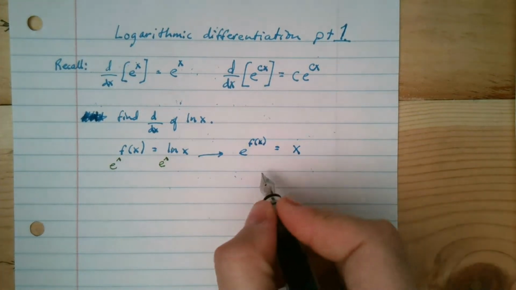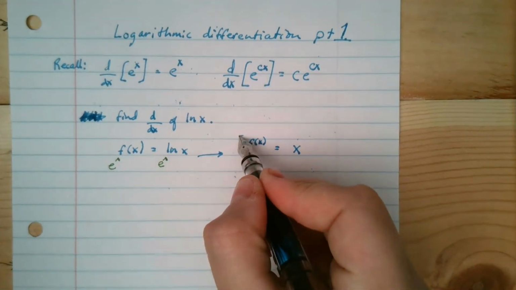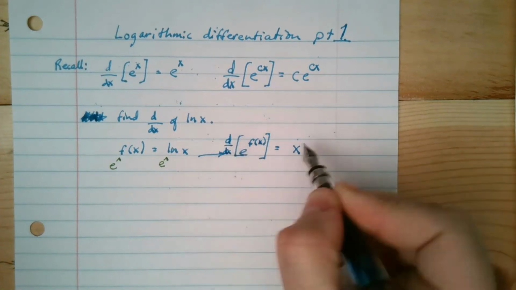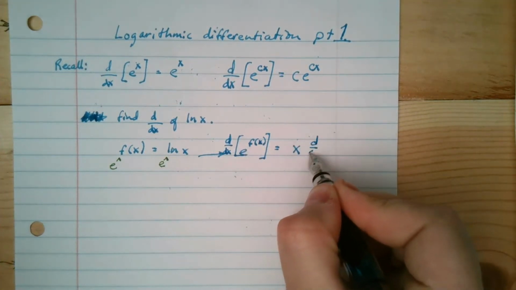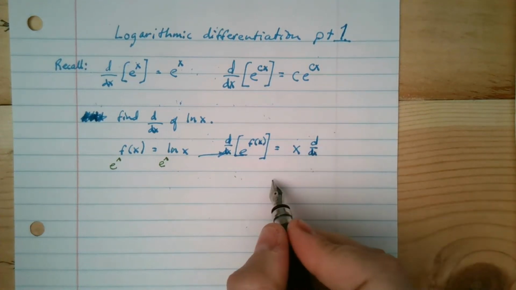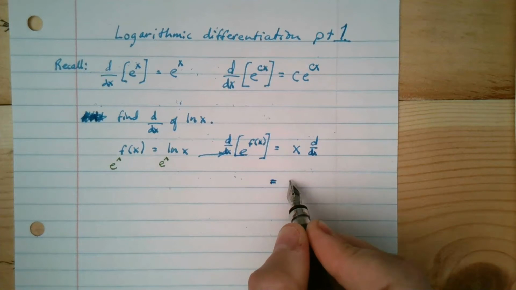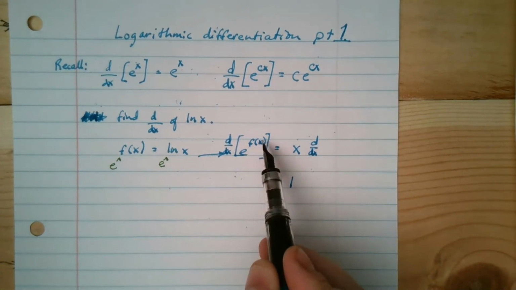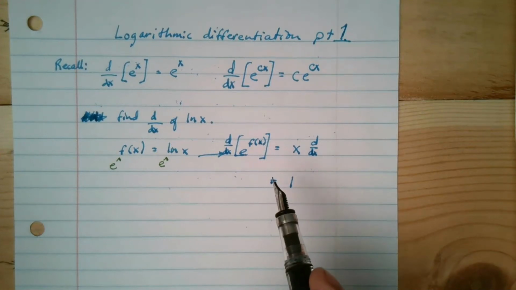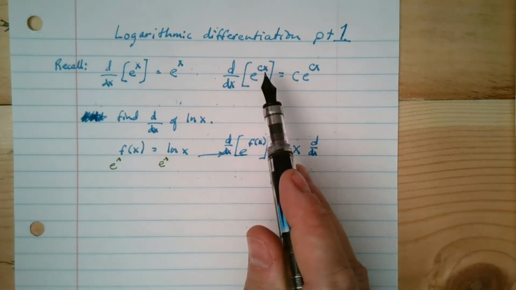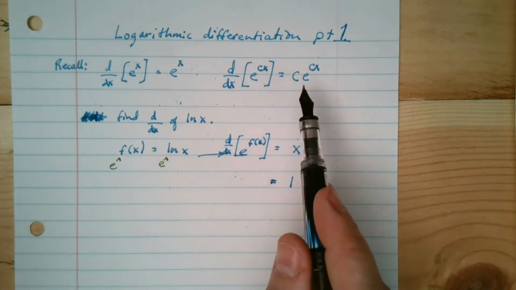Now I'm going to differentiate, okay? So now I'm going to take the derivative of both sides. Now, the derivative of x is simply 1. And the derivative of e to the x is e to the x. And the derivative of e to the cx power is c times e to the cx.